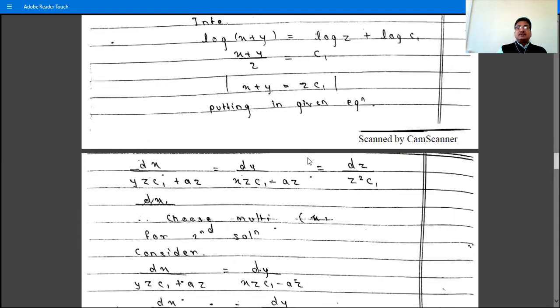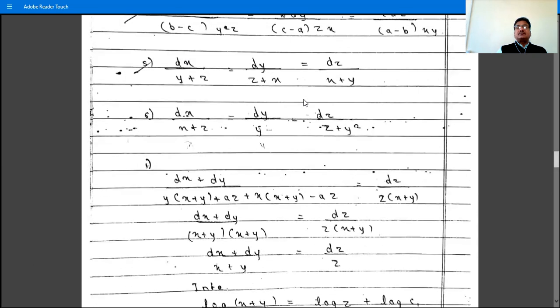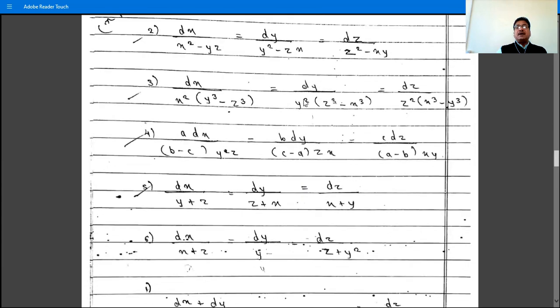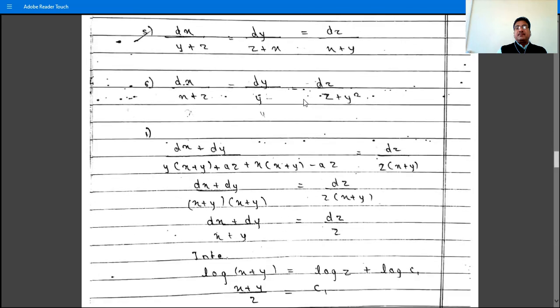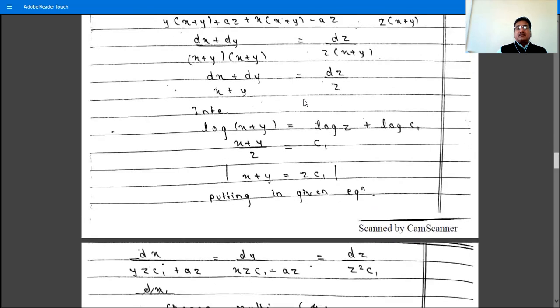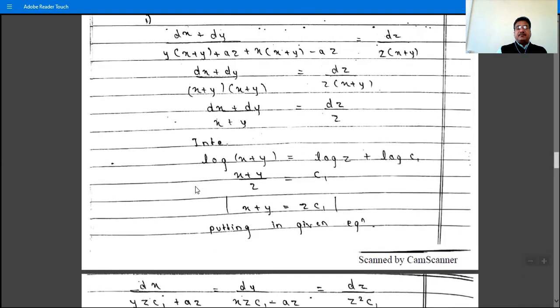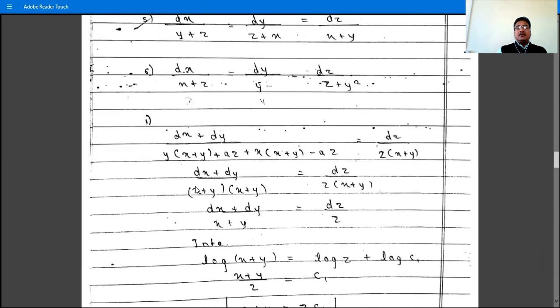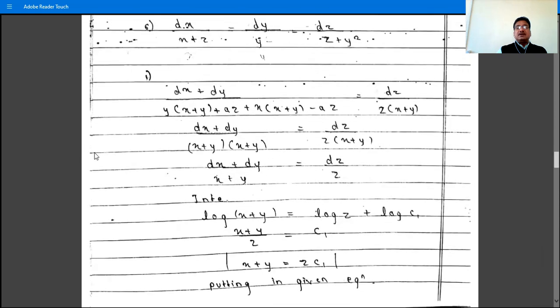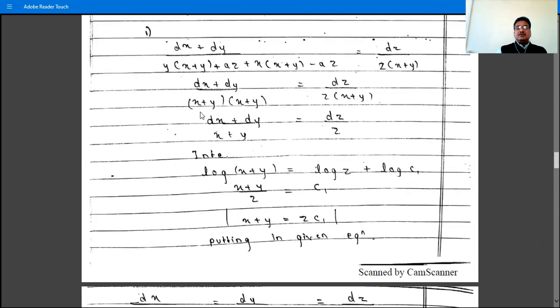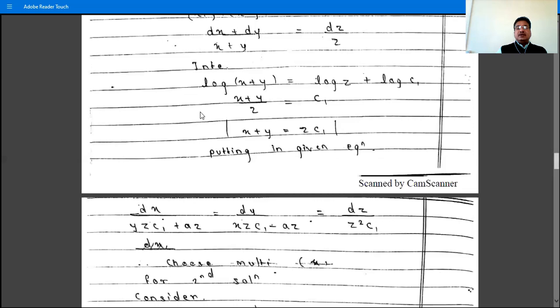We have this answer. And in order to find the second solution, we can also use the first solution. So substitute x plus y as c1 z in the example, and therefore we have dx divided by (c1 z plus a z) equal to dy divided by (c1 z minus a z).